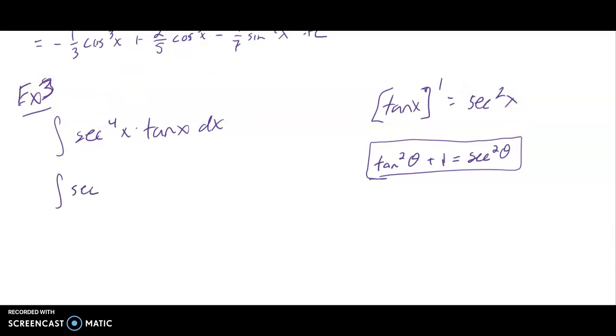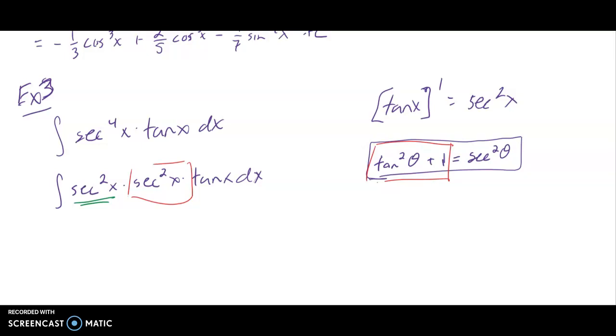the integral of secant squared x times another secant squared x times my tan x. The reason I'm doing that is because I'm targeting this piece right here to be my du. I should put a dx right there. All right, so here's what we're going to do. This piece is secant squared x. I'm going to replace it with a 1 plus a tan squared x.